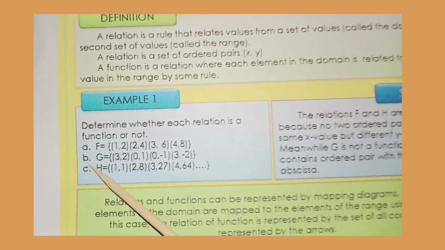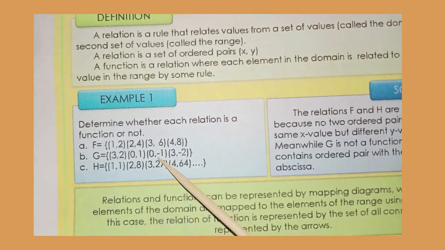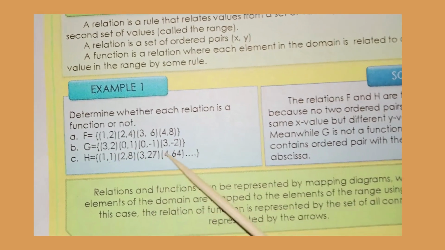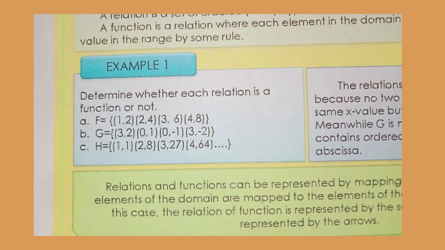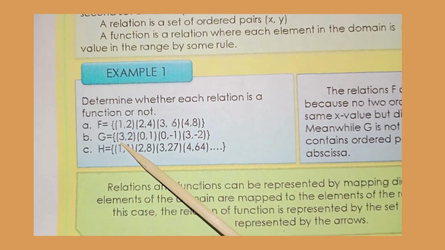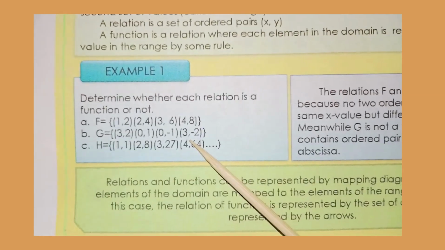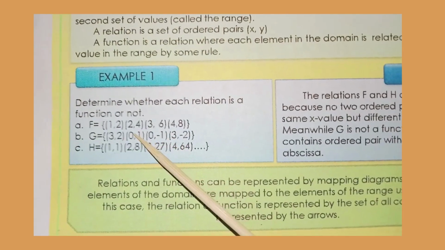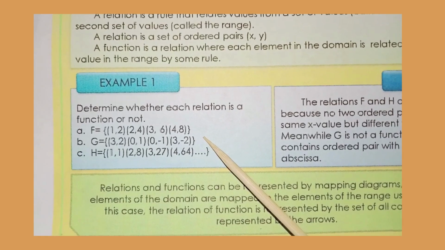Letter B, the set (3, 2), (0, 1), (0, -1), (3, -2). Lahat sila ay magkapares, so na-meet niya yung rule number 1. And then, tingnan natin yung domain or yung mga nauunang number. 3, 0, 0, 3. Meron bang naulit? Okay. Naulit yung 3, tsaka yung 0. So, meaning, this is not a function.